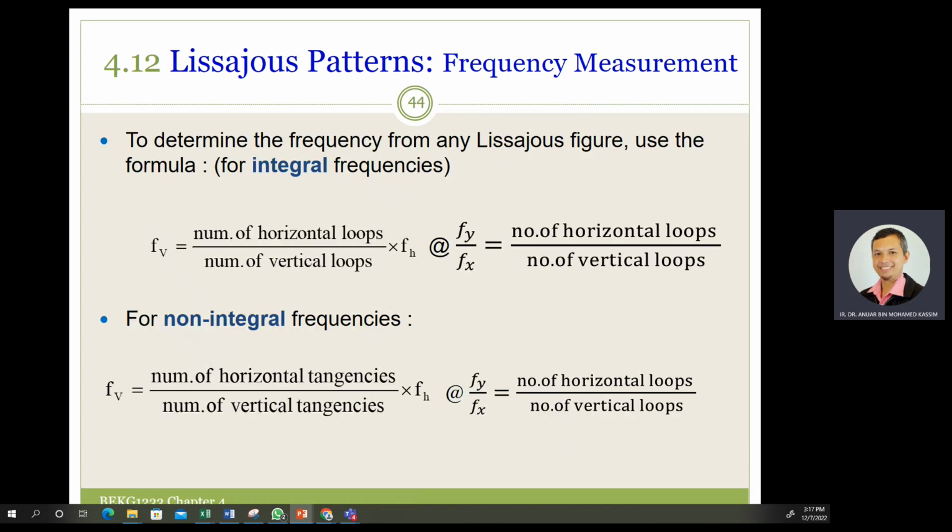To determine the frequency from any Lissajous figure, use this formula. For integral frequency ratios, the number of horizontal loops over the number of vertical loops times the known frequency gives the Lissajous frequency measurement. For non-integral frequency, we can also find it based on the number of horizontal tangencies over the number of vertical tangencies times the known frequency.